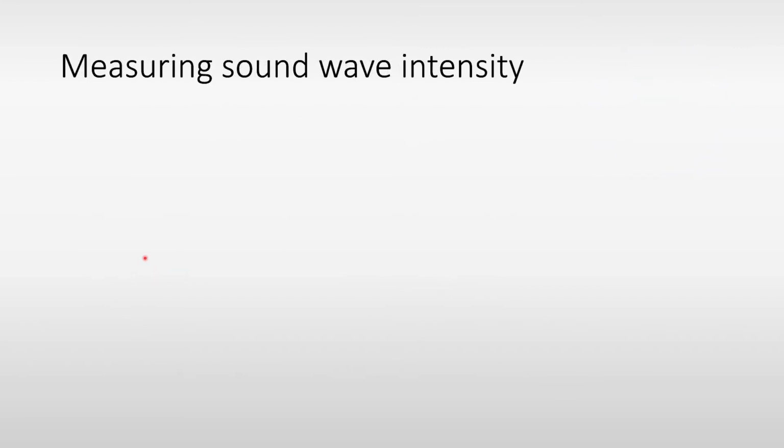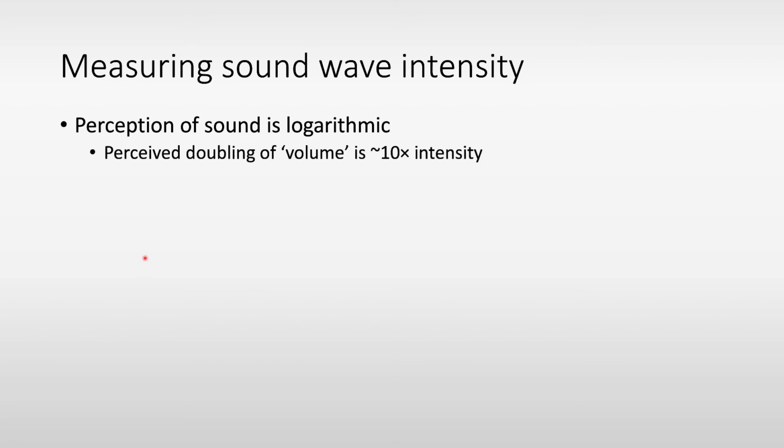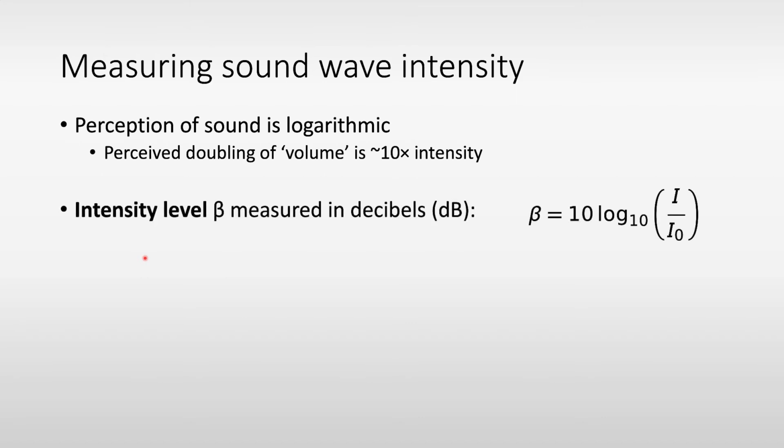What we often want to do with sound waves is to measure the sound wave intensity. Now for us, the perception of sound is logarithmic. So what we would perceive as a doubling of volume is actually approximately a 10 times increase in intensity. And we find that a useful scale for measuring this is a decibel scale. In this case, the intensity level beta is measured in decibels, and this is the equation relating it.